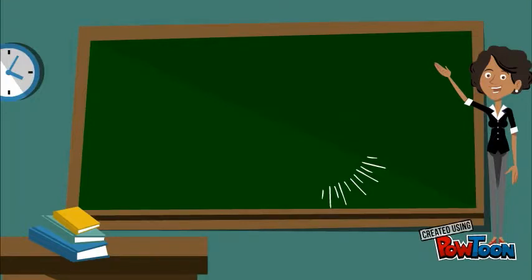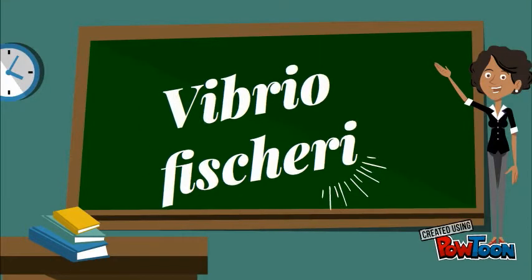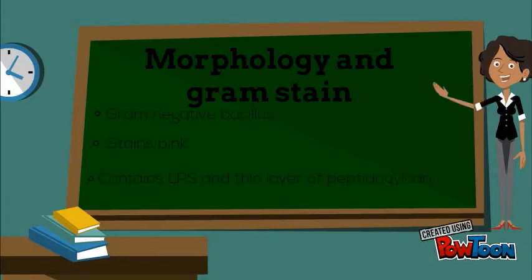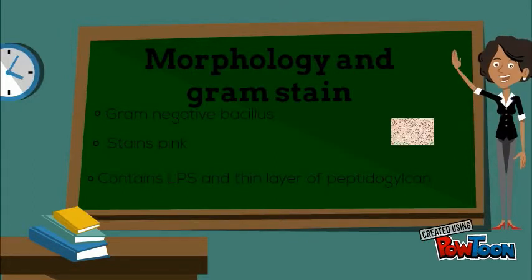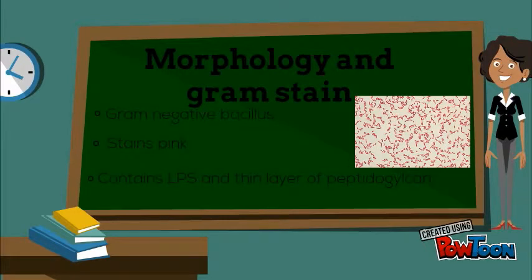Good morning, class. Today we will be talking about Vibrio fischeri. Vibrio fischeri is a gram-negative bacillus-shaped bacteria. When gram-staining this bacterium, you get a color of pink or red due to its gram-negative cell wall. Gram-negative cell walls contain a lipopolysaccharide layer and a thinner layer of peptidoglycan.